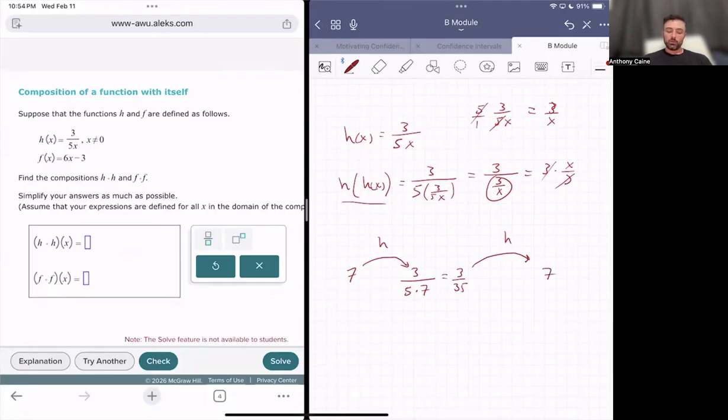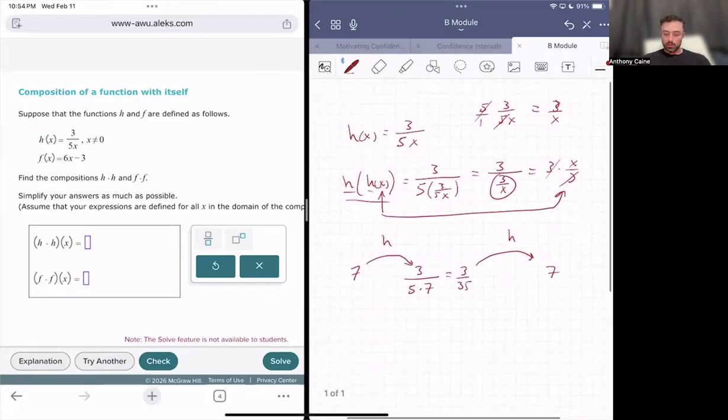And now if I apply h to that, I claim I'll get 7. Because if you do h twice, no matter what you put in, x, apparently you just get x out. So let's see. I need to do 3 divided by 5 times 3 over 35, right? What I'm doing is computing h of 3 over 35. I'm feeding this into h, and I want to show you that we get 7.